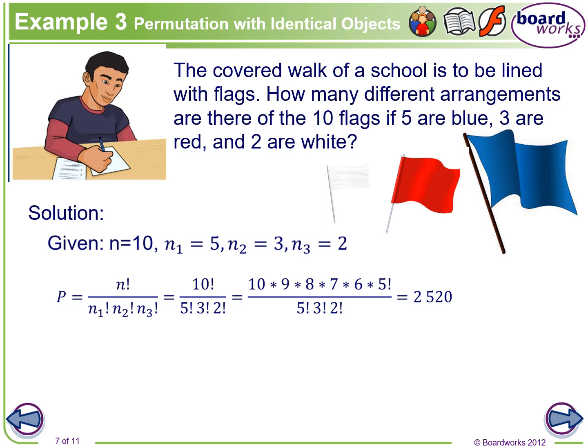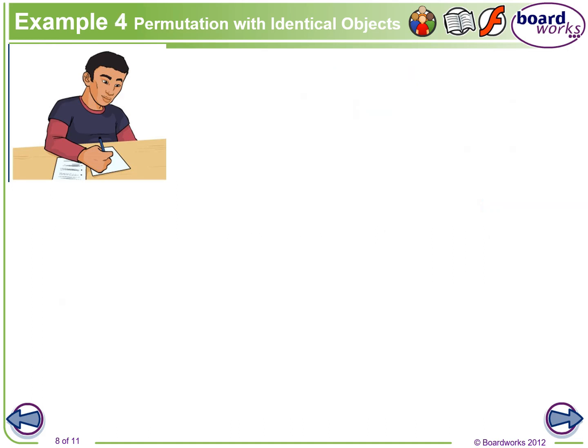Cancel out the 5 factorial in the numerator and the denominator. So what's left in the numerator? We have 10 times 9 times 8 times 7 times 6 over 3 factorial times 2 factorial. When you solve that, it is equal to 2520. So there will be 2520 different arrangements of 10 flags, with 5 blue, 3 red, and 2 white.